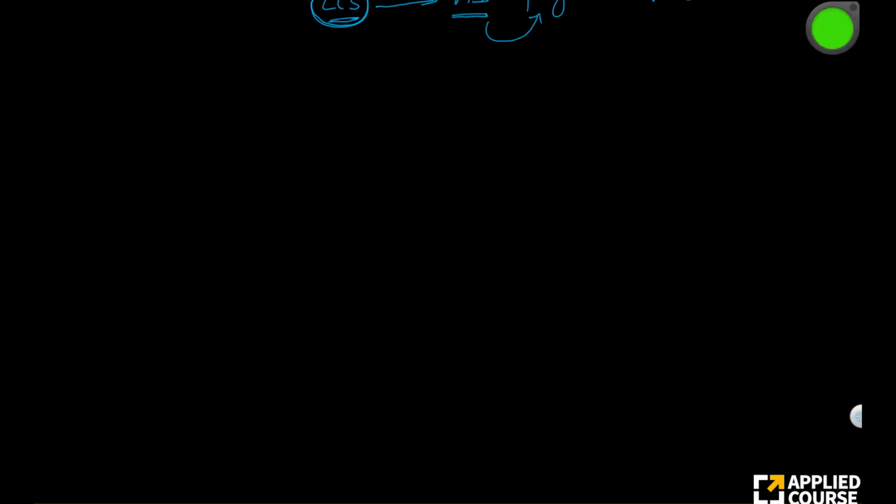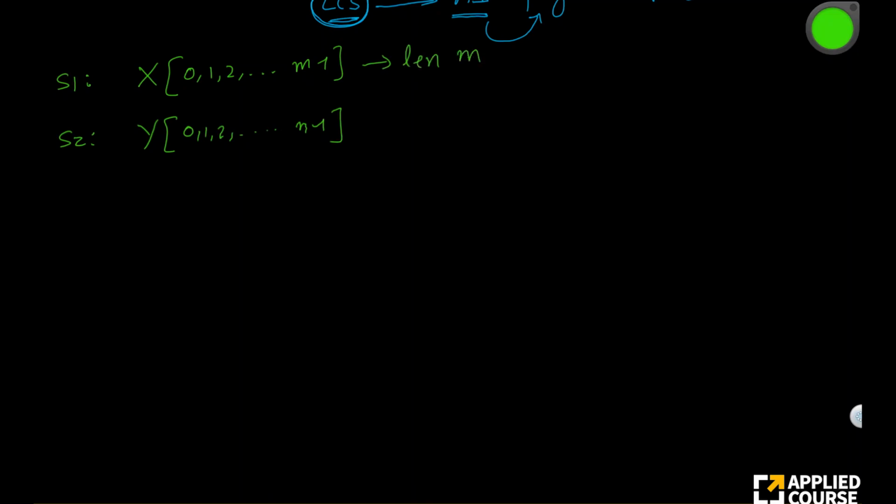So let's actually define the problem very clearly. Let's assume I'm given a sequence X, which is of length M. Suppose this is an array, let's say. Suppose X stores my string S1, and let's assume Y stores my string S2. So 1, 2, these are the indices. My string S1 is of length M. My string S2 is of length N. I have two different strings, and of course their lengths could be very different. Let's call them string X and string Y.